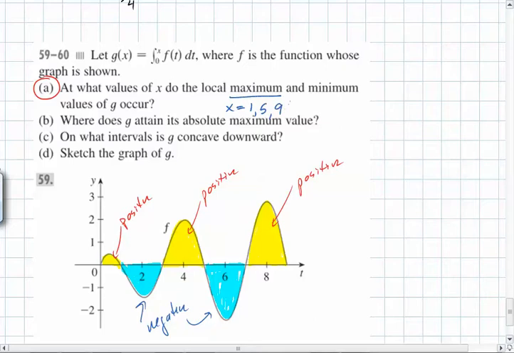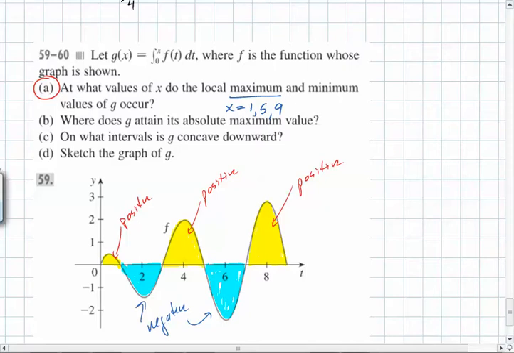And where else? 9. Because what happens immediately after 1? g of x starts to decrease. And what happens immediately after 5? g of x immediately starts decreasing. And what happens immediately after 9? It looks like it's going to decrease. Well, it's been increasing up to that point.